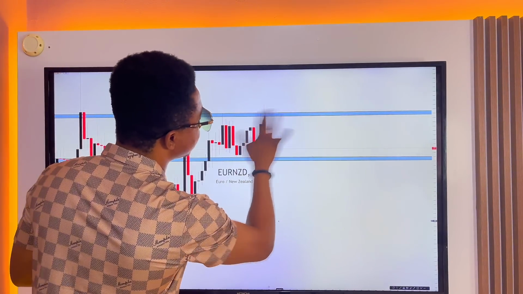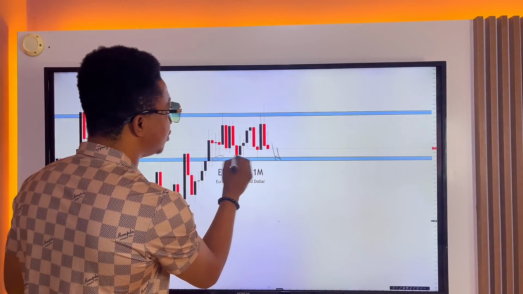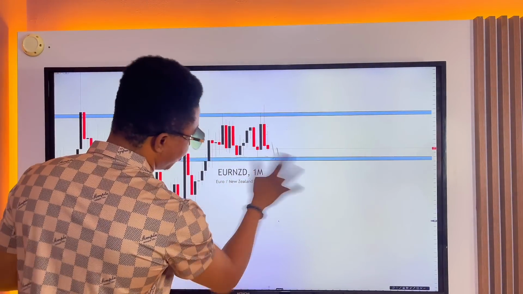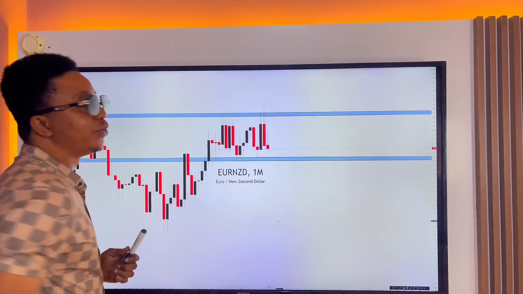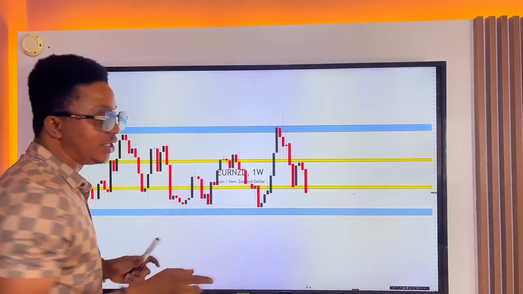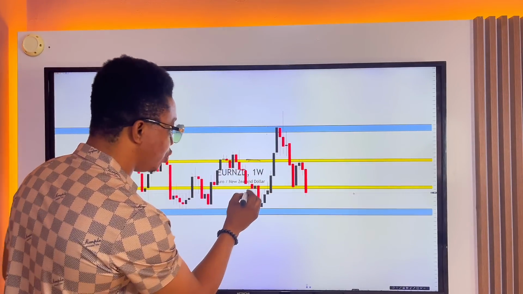Alright, so let's take it further to weekly time frame and understand how we can pick the sell to the monthly support level on Eurnzd. Right, so Eurnzd, let's take it all the way to weekly and continue with our technical analysis. Alright, so this is Eurnzd on the weekly time. Now the weekly time frame, let's explain. We have the weekly upper zone and the weekly lower zone.